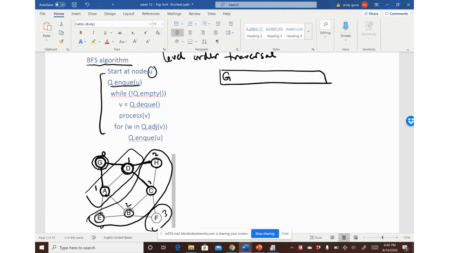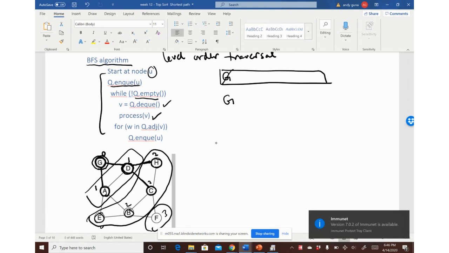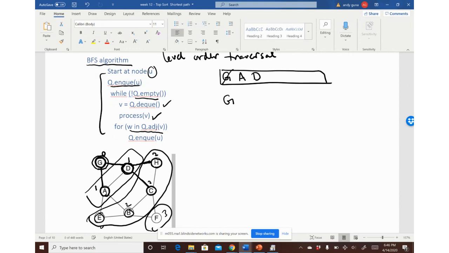Okay, and while the queue is not empty and G is not empty, we're going to dequeue this node and process that node, and then take all the adjacency elements to that node. So for example, who are the adjacent elements to the node G? They're going to be A and D. So we're going to enqueue all the adjacency elements to the node G. That we can find because we have an adjacency list representation. Essentially, there's an edge from G to D and G to A. Okay, so we can find those two things.